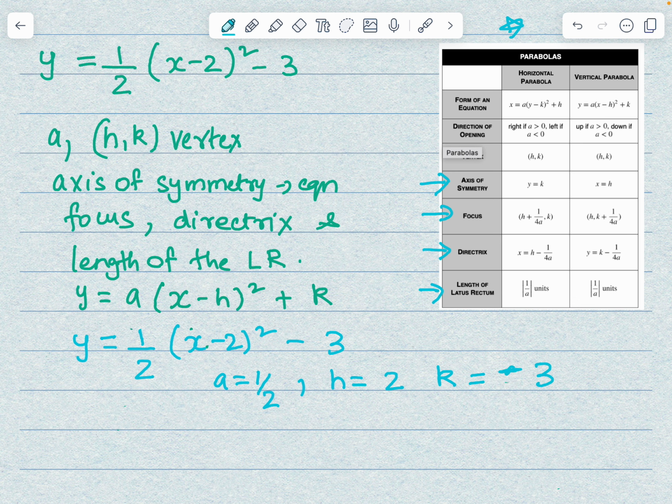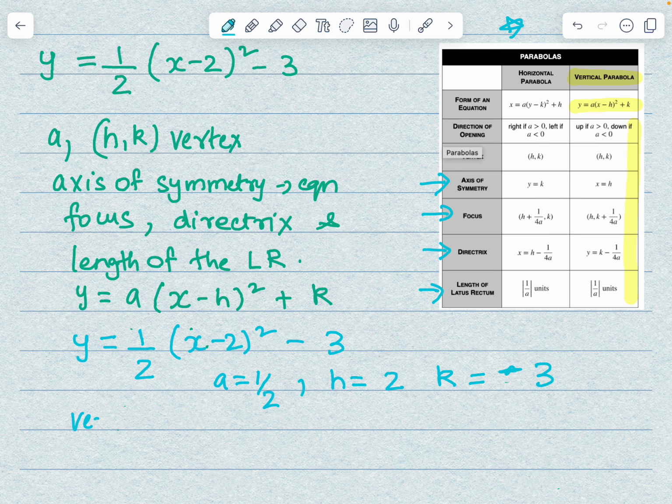Once you have the values of a, h and k, all you're going to do is substitute them. So for example, your axis. Now, see what kind of parabola this is. This is of the form y equals something, so therefore it's the vertical parabola, because it's y equals a times x minus h the whole squared plus k. So everything that you calculate, the axis of symmetry, the focus, everything is down this column. So that's always important.